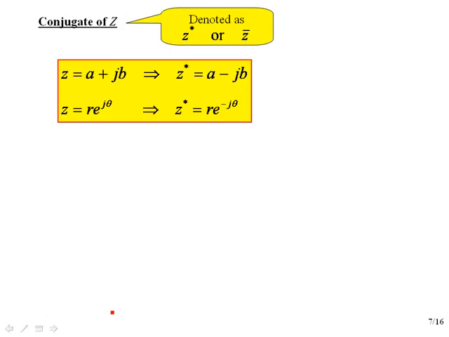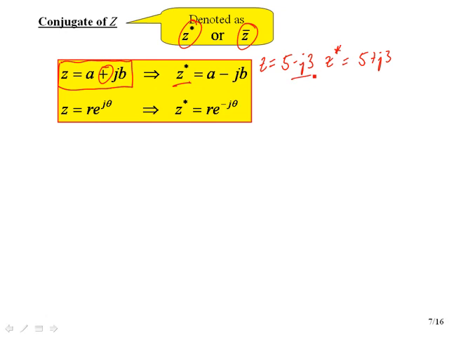Okay, the concept of the conjugate of z. Some books denote it as z star, some books denote it as z bar. Same concept regardless. Let's say that we have a complex number given in rectangular form. The conjugate of z is everything the same except we change the sign here. So if we had 5 minus j3, z conjugate is equal to 5 plus j3. We've just negated the imaginary part. Here it started off negative, we negate it to get a positive.